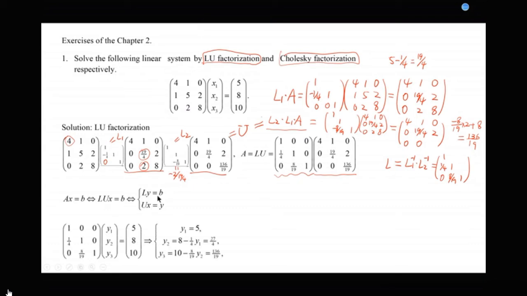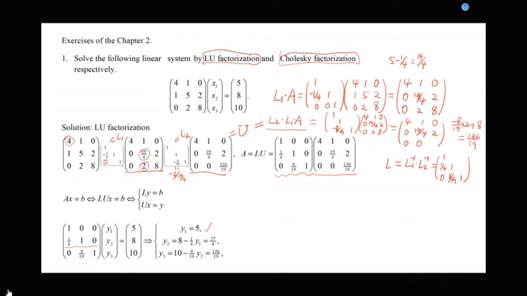So firstly, we solve the first system by L multiply Y, which is Y1, Y2, Y3, equal to B, which is 5, 8, 10. Is it okay? This is the L you obtained here. Now we can use forward substitution to obtain Y1, Y2, and Y3. So firstly, we know Y1 equal to 5 directly, right? Y1 equal to 5. And the second row multiply Y1, Y2, Y3 equal to 8.